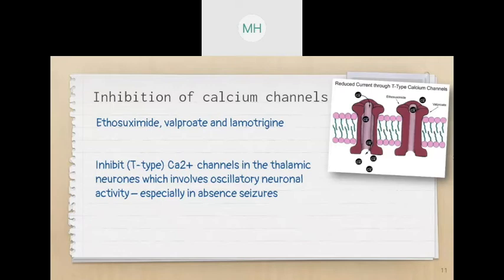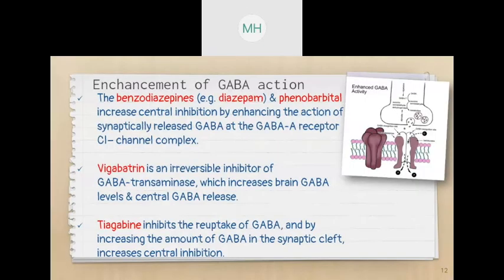And finally, the third mechanism is enhancement of the GABA action. The first one, the benzodiazepines, increase central inhibition by enhancing the action of the GABA A receptor. Vigabatrin is an irreversible inhibitor of GABA transaminase, which increases the GABA levels. And also tiagabine, which inhibits the reuptake of GABA.